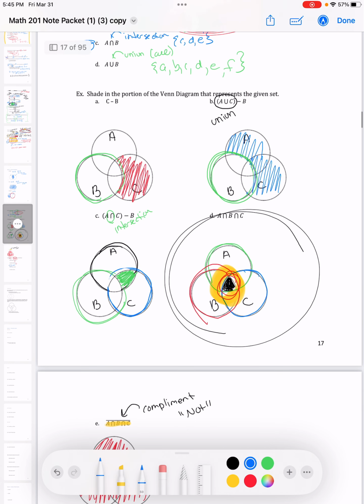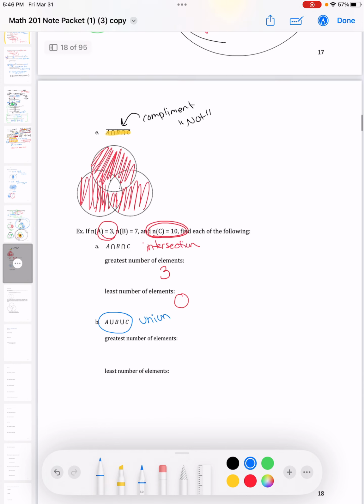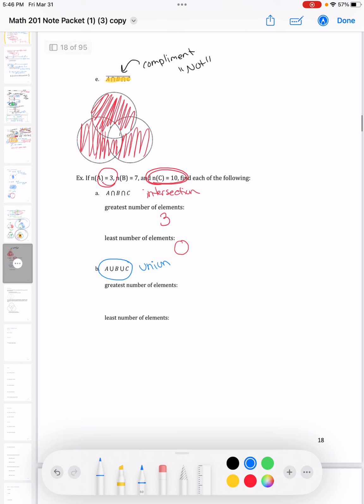We've got a union up here in B. In this one, you don't have to be in the middle. You can be out here floating around, or not really on the outside, but just in A. So it's not as hard to be in a union. So the greatest number of elements in the union, I could have all the stuff in A, all the stuff in B, and all the stuff in C. So A, B, and C, I could have each one of their elements.